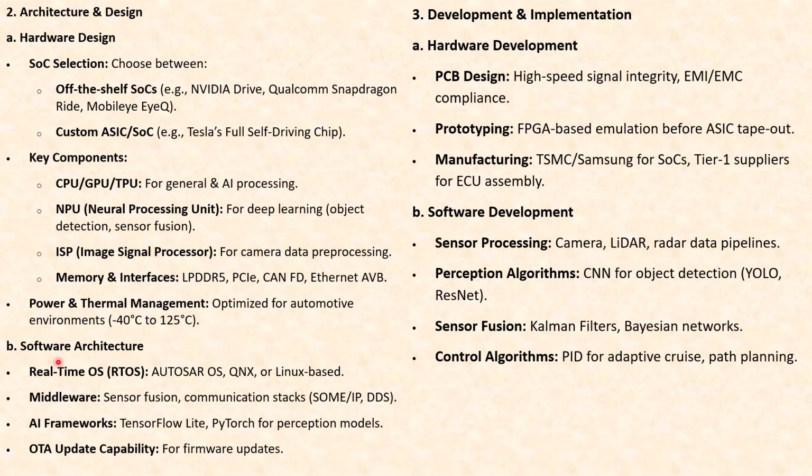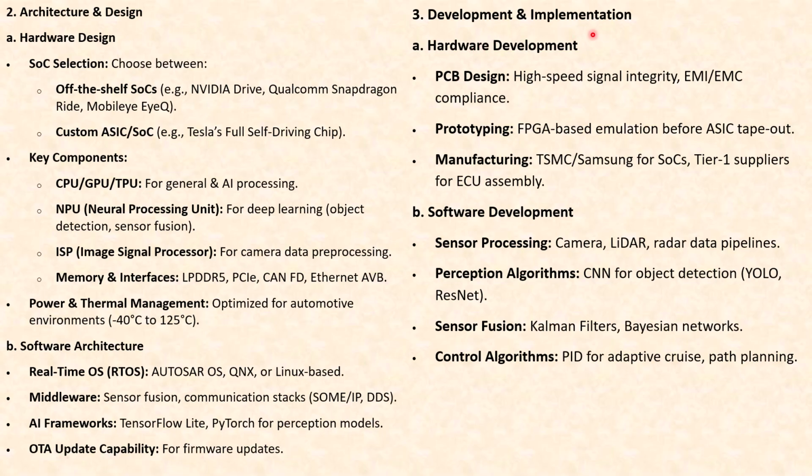Now when it comes to software architecture, the real-time operating systems and automotive OS are QNX and Linux based. Middleware, AI frameworks and OTA update capability for firmware updates. These are all the various software architectures and software algorithms that need to be developed. You need to develop software for sensor fusion, for interfacing of the communication stack, for AI frameworks like TensorFlow Lite or PyTorch, and also OTA update capability for firmware updates. In the chapter about OTA, I clearly mentioned the various companies which are handling the OTA. OTA stands for over the air. Again, there is a separate chapter for over the air.